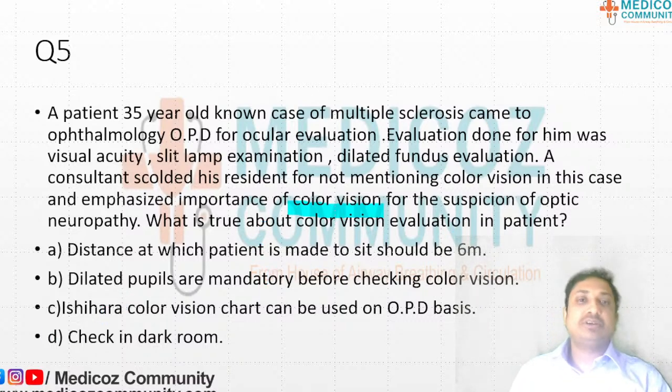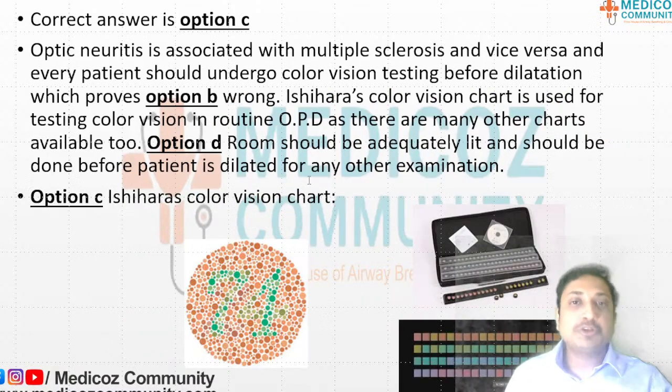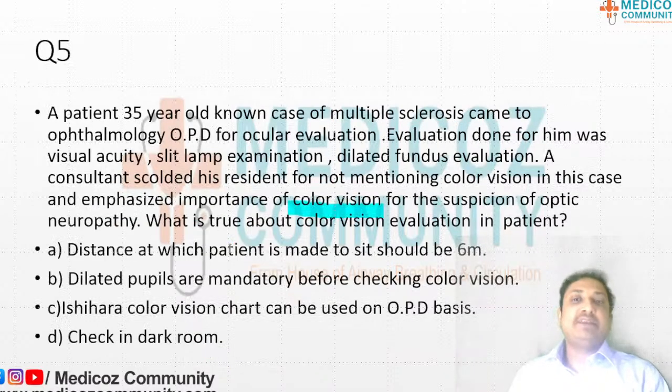So if you see the question, this is a 35-year-old patient. He is a known case of multiple sclerosis. You should know that multiple sclerosis and optic neuritis have more than 50% association, and always in such patients color vision should be taken. It should never be missed. So basically they are asking what is true about the color vision.